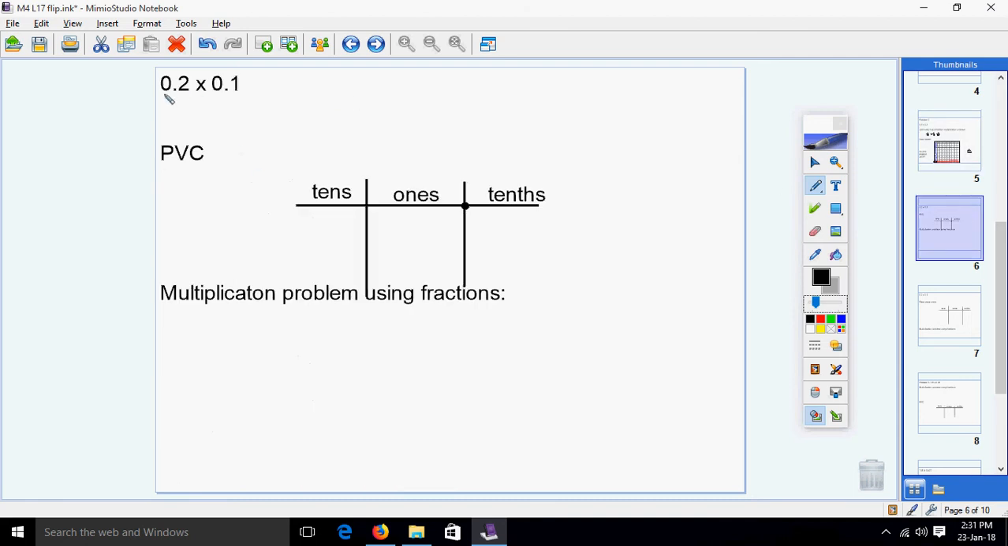Okay, so I'm going to look at 2/10 times 1/10. All right, so we're going to look at our place value chart here. Okay, we have our tens, we have our ones, and we have our tenths.